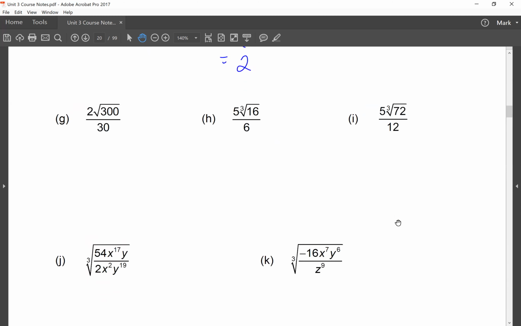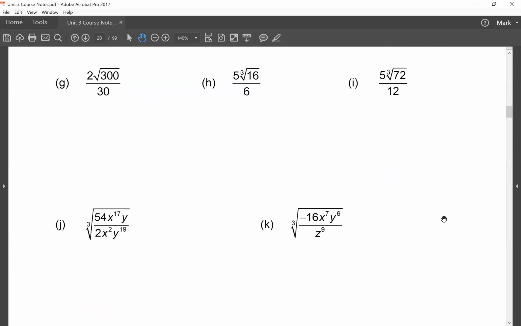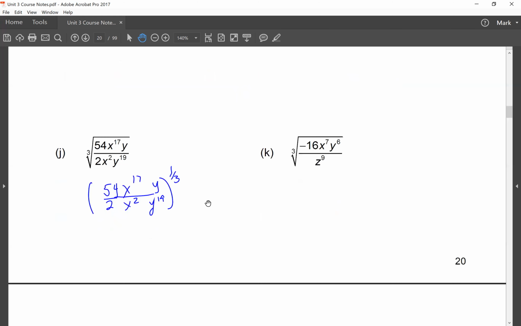What's another one? Okay, let me do one with letters in it, and then I'll get you guys to practice a couple others. But these are pretty straightforward examples here. So let's look at J. For J, the first thing I'm going to do is reduce the fractions in here. I'm not going to do anything yet, but I am just going to make a note that this is a cube root. Now, the first thing I want to do is reduce the 54 over 2. 54 divided by 2 is 27.